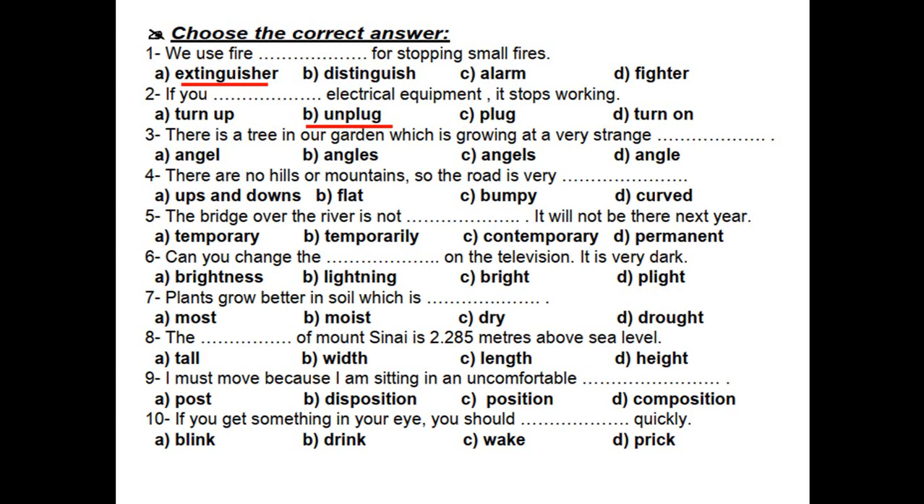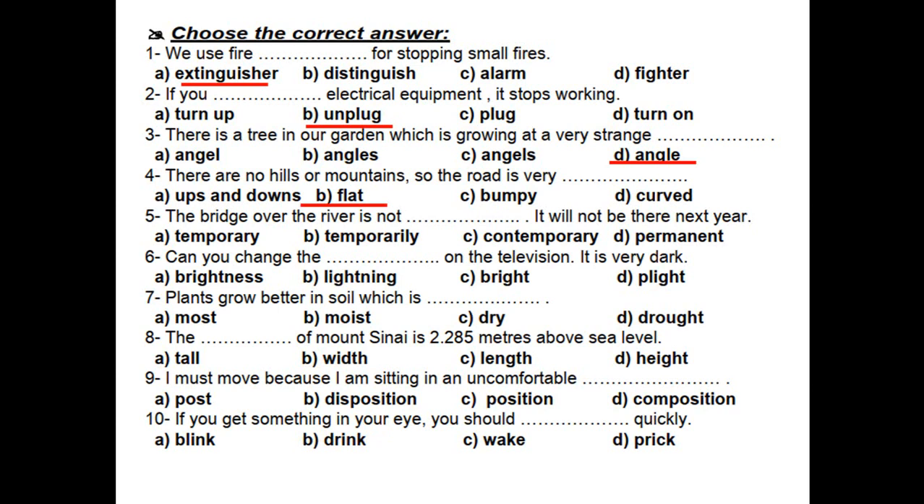Number 3. There's a tree in our garden which is growing at a very strange what? A very strange angle. The first one is angel, number B is angles, number C is angels, number D is angle. The right answer is angle. Number 4. There are no hills or mountains, so the road is very what? Very ups and downs, very flat, very bumpy, very curved. The road is very flat.